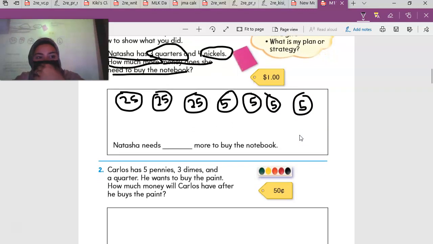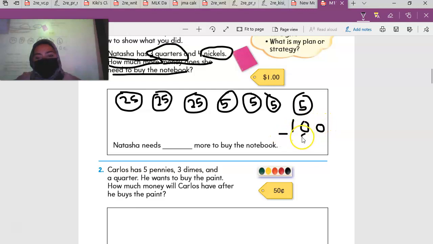No. What do I have to do next? No. Do I know the value of these coins yet? I have to count the coins now. 3 quarters makes what? 75 cents plus a nickel, 80 plus another nickel, 85 plus another nickel, plus another nickel, 95 cents. But hold on, the notebook costs $1. $1 is the same as 100 cents, right?